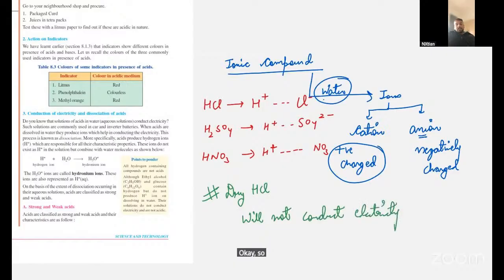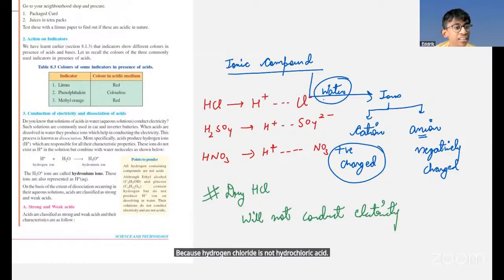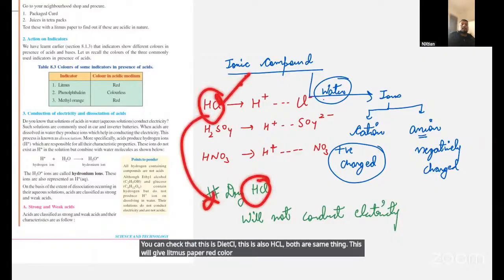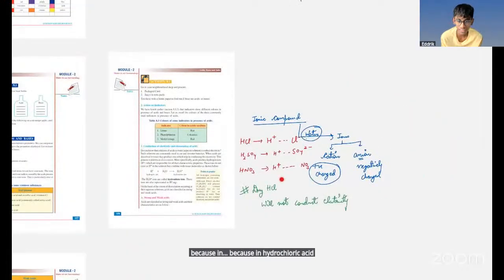Now this question is for Edric. If I take dry HCl on litmus paper, will it give red color? No, sir, because it's not an acid, because hydrogen chloride is not hydrochloric acid. But HCl is HCl, no? Both are the same thing. Hydrochloric acid will give litmus paper red color and dry HCl will not. Why? Because in hydrochloric acid it dissociates into ions, but dry HCl doesn't because there's no water.